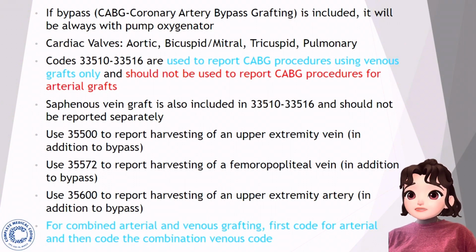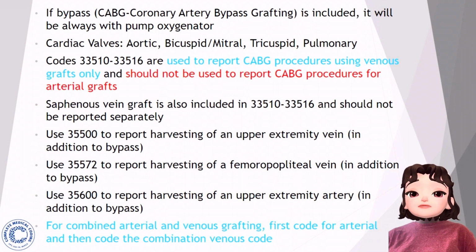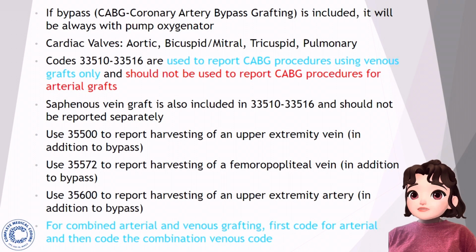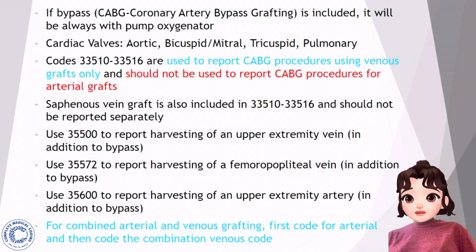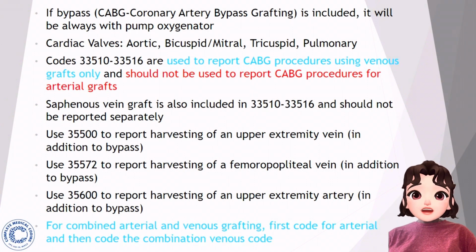What are the other points? Saphenous vein graft is also included in the code range 33510 to 33516 and should not be reported separately. If any saphenous vein graft is mentioned in a question, we do not need to report it separately. It's already included in the venous graft.